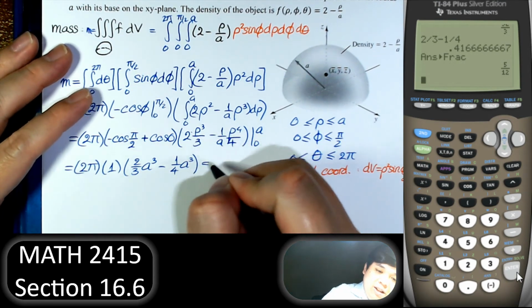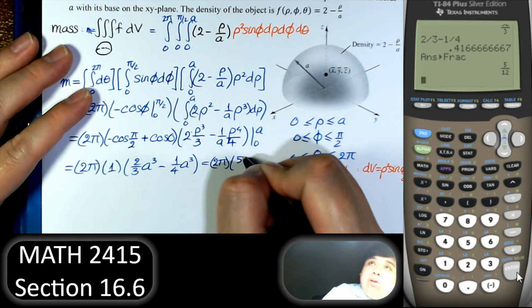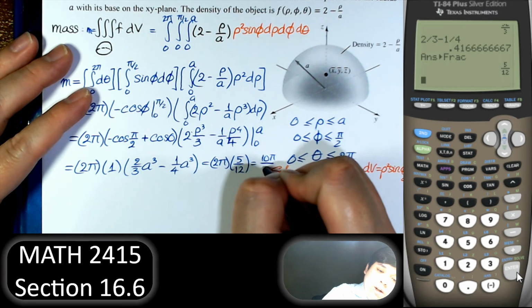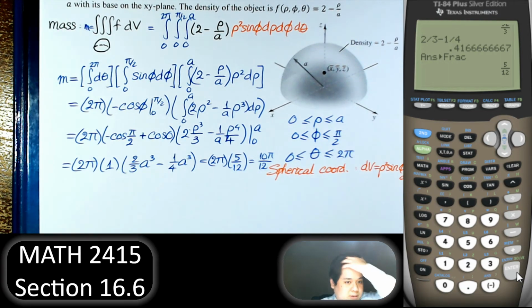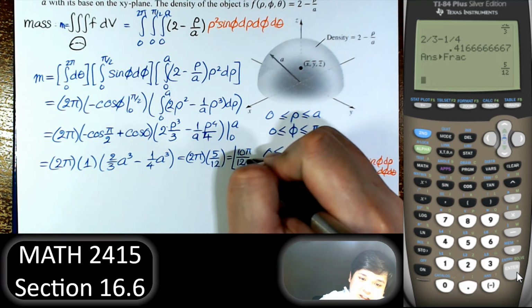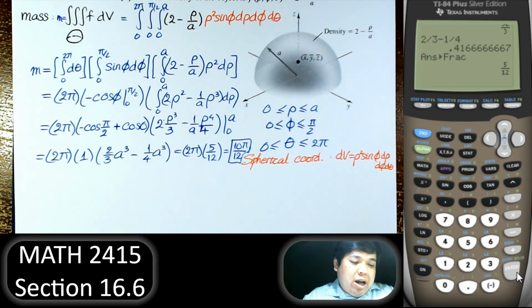2 pi times 5 over 12, that's 10 pi over 12. So that gives us the mass. Got a feeling that we write too much and run out of ink. Right, so that is the mass.